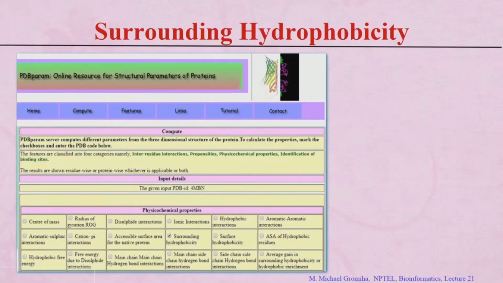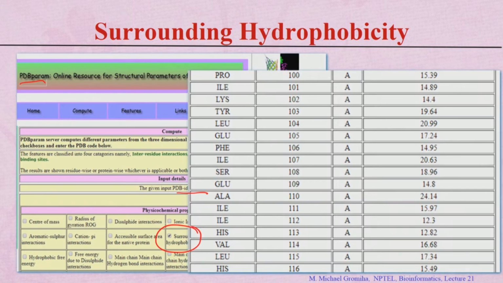If you take a protein, the values for the same residues at different positions are different. So, we can use PDBparam to obtain the surrounding hydrophobicity. Just go to PDBparam, which I discussed in the earlier classes, and give your input protein name, the protein whose residue hydrophobicity you want to identify. Here the PDB ID is for MBN, myoglobin, and you have to click on surrounding hydrophobicity. Once you do this, you will get the values. For all the residues in a protein, you can see the surrounding hydrophobicity of each residue.